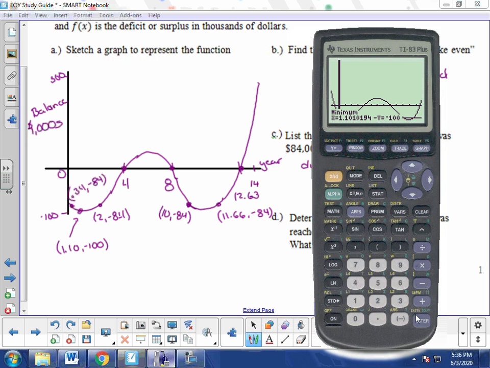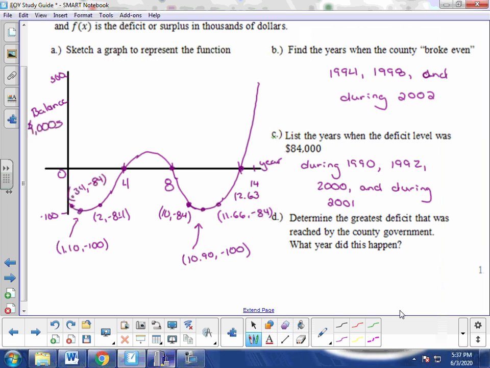And if I do the same thing with the other curve down over here, I'm going to get approximately 10.90, negative 100. So it said determine the greatest deficit that was reached by the county government. So this would be negative 100,000. Remember the y values are in thousands, so a $100,000 deficit. And this happened twice. So during 1991 and during 2000. So it happened 2 different times based on those data points.